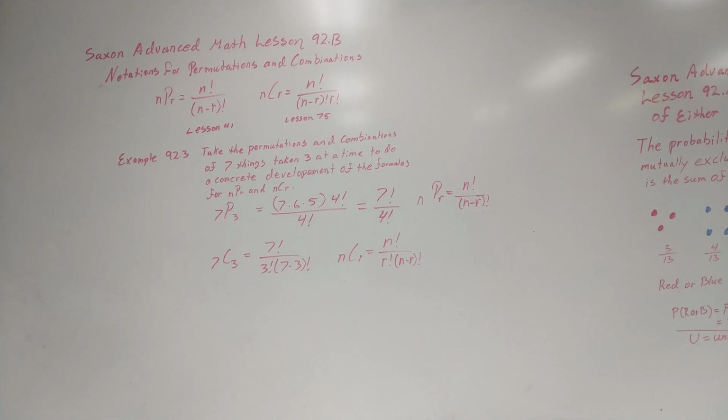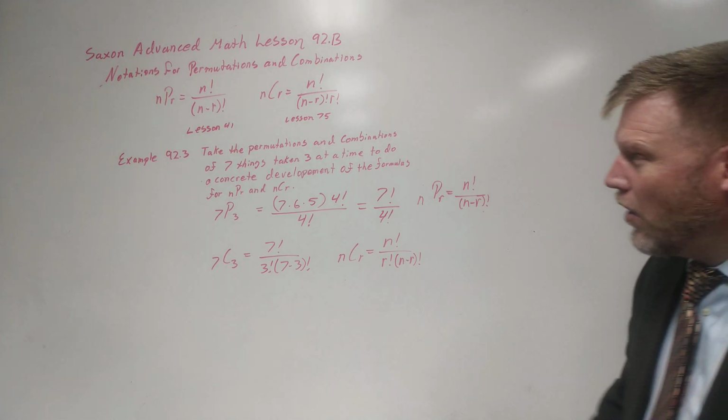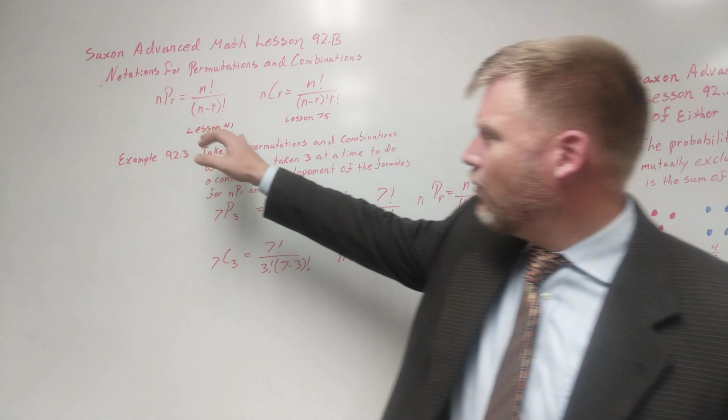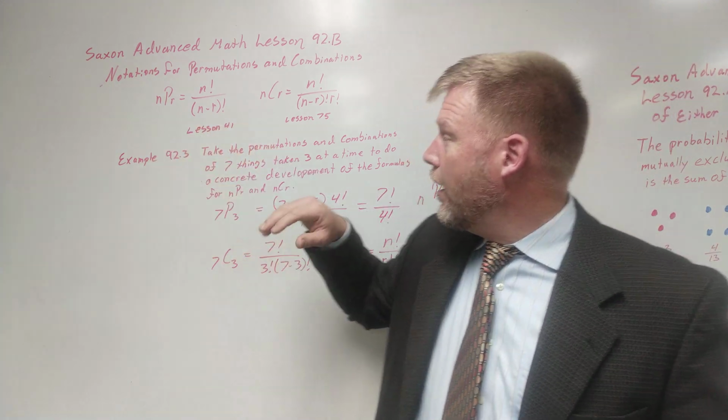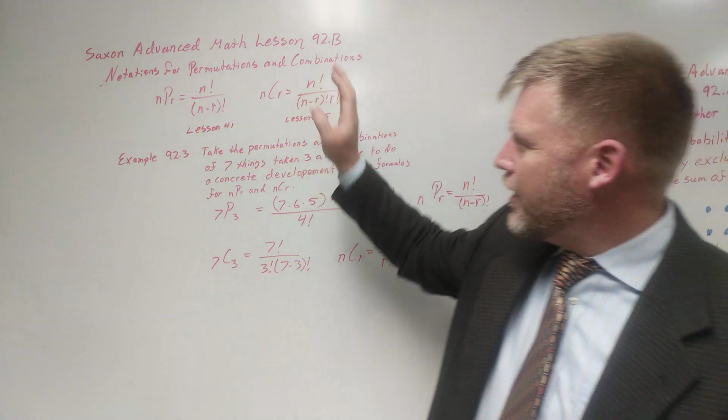This is Saxon Advanced Math, lesson 92.b. This is notations for permutations and combinations. Now, we already have done this. This is lesson 41, we did NPR, and in lesson 75, we did NCR.